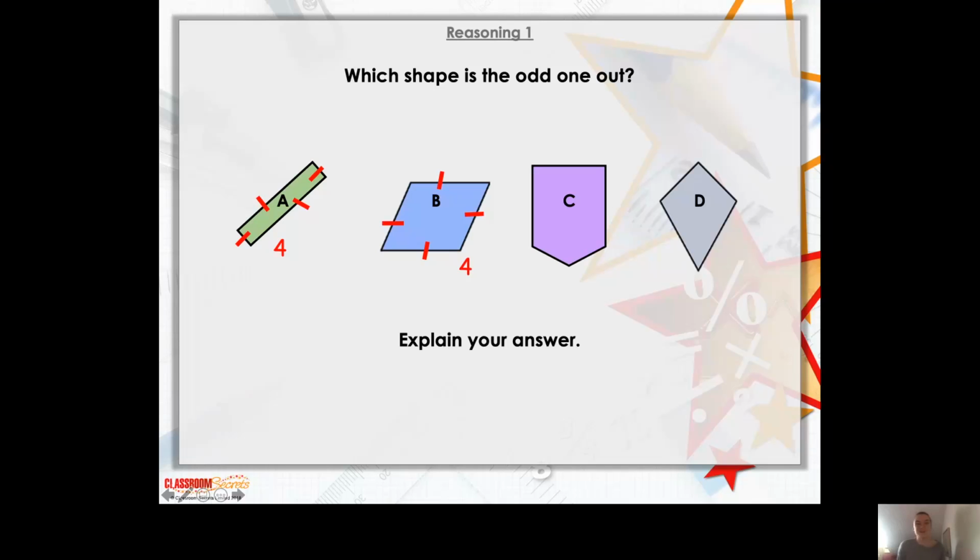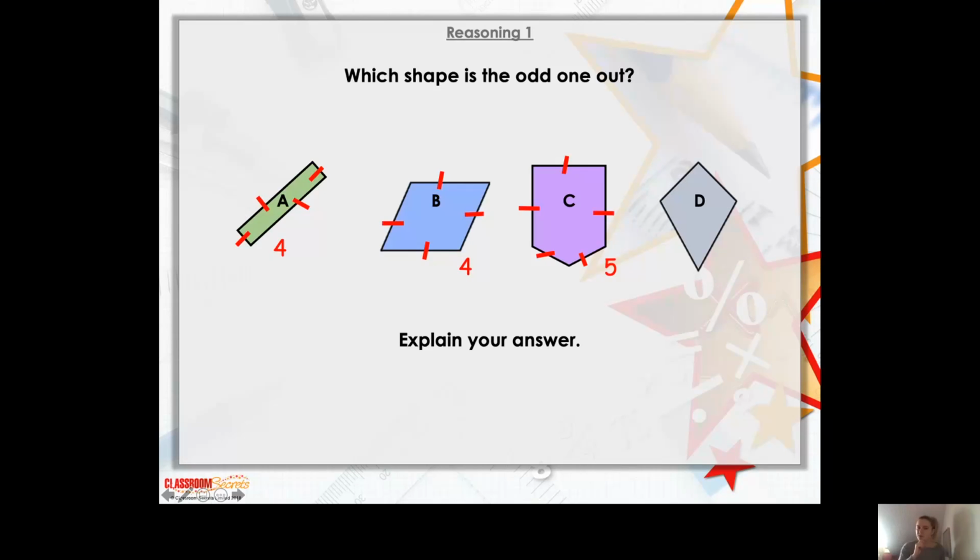Okay, Year 2, so let's have a look at C and D together. So can I have you counting the sides with me while I cross them out, okay? So we've got 1, 2, 3, 4, 5. We've got 5 sides on shape C, haven't we? So therefore, it's not a quadrilateral like the other shapes, is it?